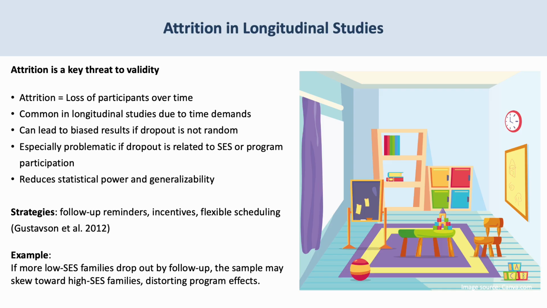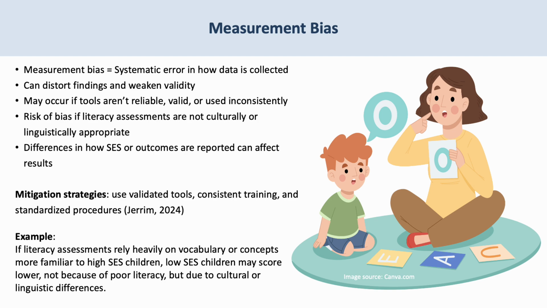Another important concern in this type of research is measurement bias. This occurs when the tools or methods we use to collect data systematically distort the results. In our study, measurement bias could arise if the language and literacy assessments aren't equally valid across all SES backgrounds. For example, if a test includes vocabulary or experiences that are more familiar to high SES children, then children from low SES families might score lower, even if their actual language development is on track. In this case, we wouldn't be measuring literacy accurately, we'd be capturing a difference in exposure, not ability.